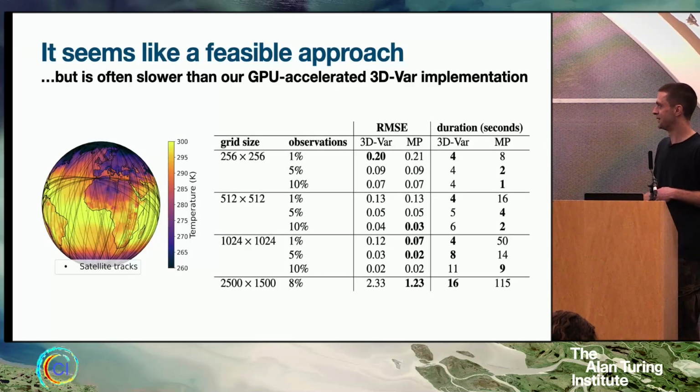And so the second part of the headline is, so far, it often seems to be slower than our GPU-accelerated 3D VAR implementations. So what is this thing? Well, I just wrote a sort of bare-bones 3D VAR implementation in JAX, just a very simple one, and that turns out to actually be extremely fast.